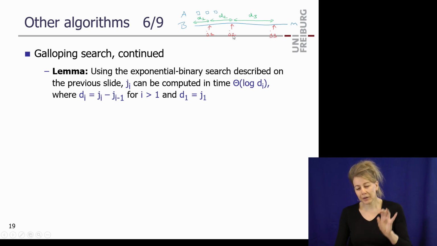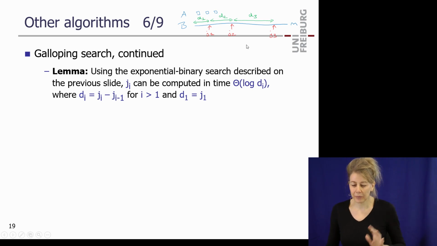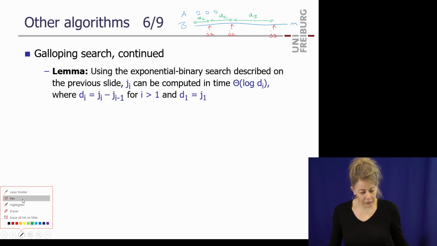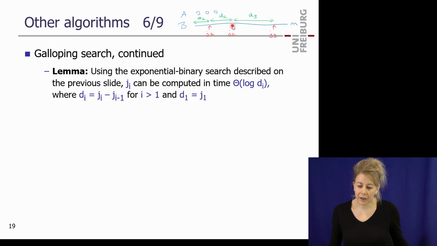And what I'm claiming, and you have to prove it for the exercise sheet, but maybe you can get an intuition now, is this: let's say I'm starting from here and I'm trying to find J3. I don't know where it is. Could be very close, could be very fast. And what I claim is that the previous algorithm finds this in log of this D3. Assuming D3 is not 0, because then you don't have to do anything, right? So I'm assuming the DI are not 0 here. So finding this from here takes log DI.